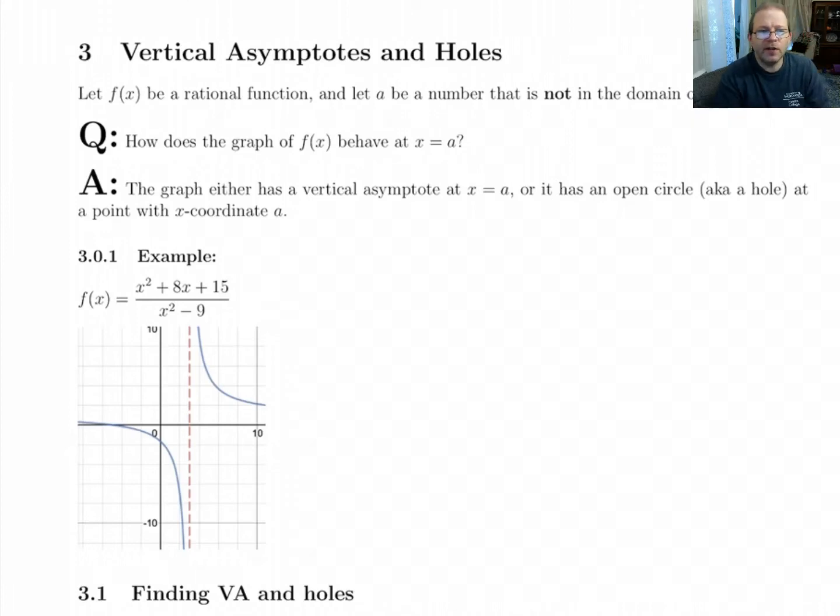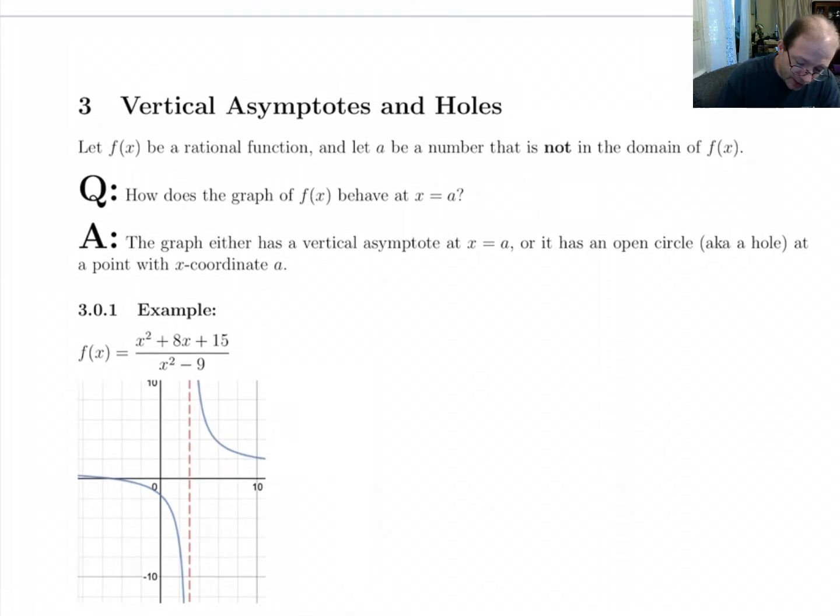All right, let's look at finding vertical asymptotes and holes in graphs. So let f of x be a rational function and let a be a number that's not in the domain. So a, if you plug it in, makes the denominator 0. Our question here is, how does the graph behave at x equals a? And the answer is it either has a vertical asymptote there, or it has an open circle, which I call a hole in the graph at that point.